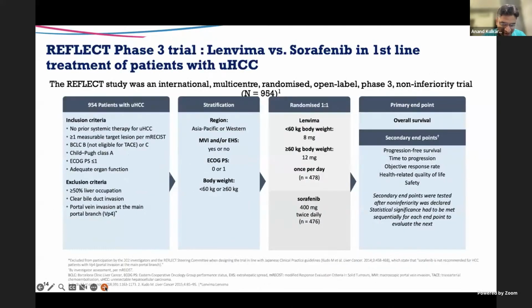The only catch here was in the non-inferiority trial, which included all patients with Child class A, BCLC B or C, and good ECOG performance status, and in respect of the presence or absence of macrovascular invasion or extrahepatic spread, the individuals were randomized into two groups, lenvatinib versus sorafenib. Sorafenib was 400 mg twice daily. For lenvatinib, previously they had already demonstrated that for patients with less than 60 kg, 8 mg is sufficient, while for more than 60 kg, 12 mg is required to achieve a good drug concentration and a good response.